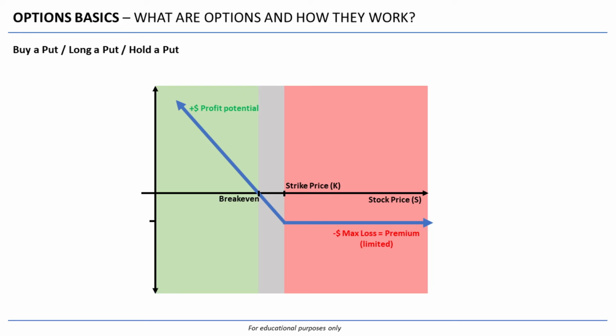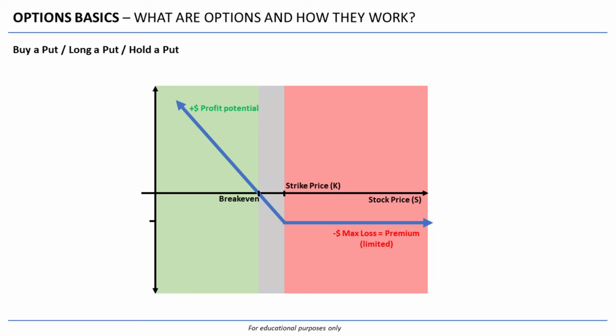Gray section. At expiration, the stock price is slightly below the strike price. There is intrinsic value, but the intrinsic value is less than the premium paid. In this section, the loss is less, but there is still a loss. The point where the intrinsic value is equal to the premium paid is called the break-even point.